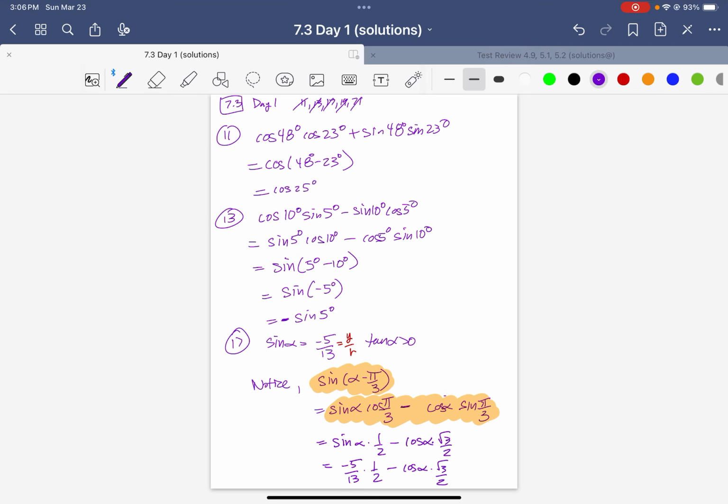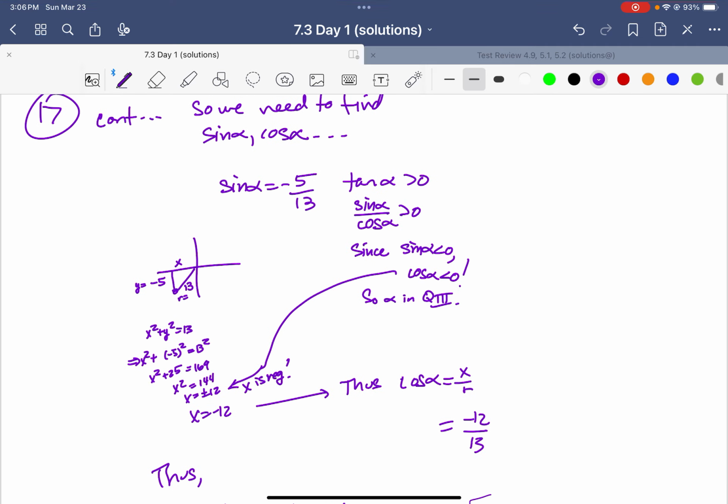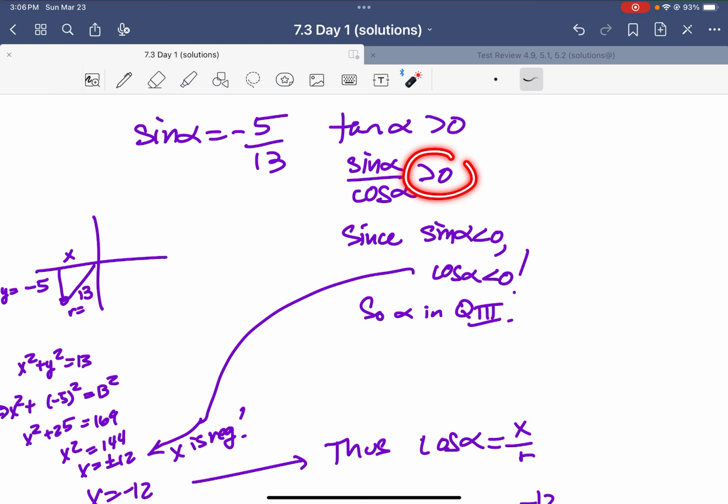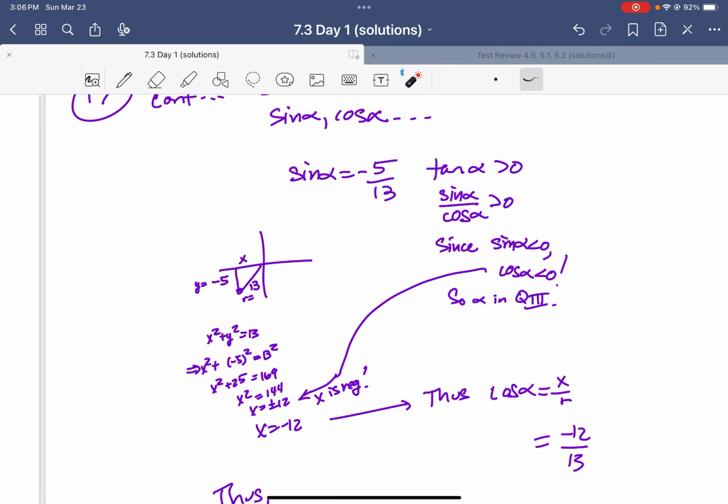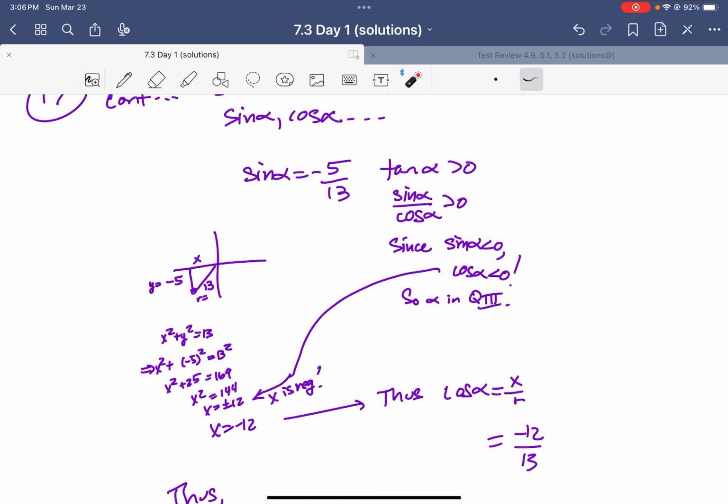And so we need to draw a picture. Anytime in math or science, you should be drawing a picture. So we need cosine. Well, since sine is negative and tangent is positive, sine over cosine must be positive. Its tangent's positive. And since this is negative, they both have to be negative. So since sine is negative, cosine is also negative. So if sine is negative, it was going to be in one of these quadrants. But since cosine is also negative, it must be in the third quadrant.